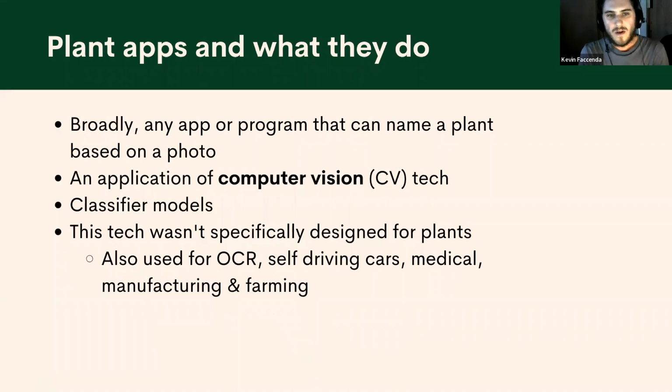So inside these apps is what's called a classifier model. So basically what this model does is take a picture of a plant and try to put a category on it. And the categories are species. So the app could have 10,000 species that it knows or 100,000 species, and it tries to find which species is the best match for the photo.